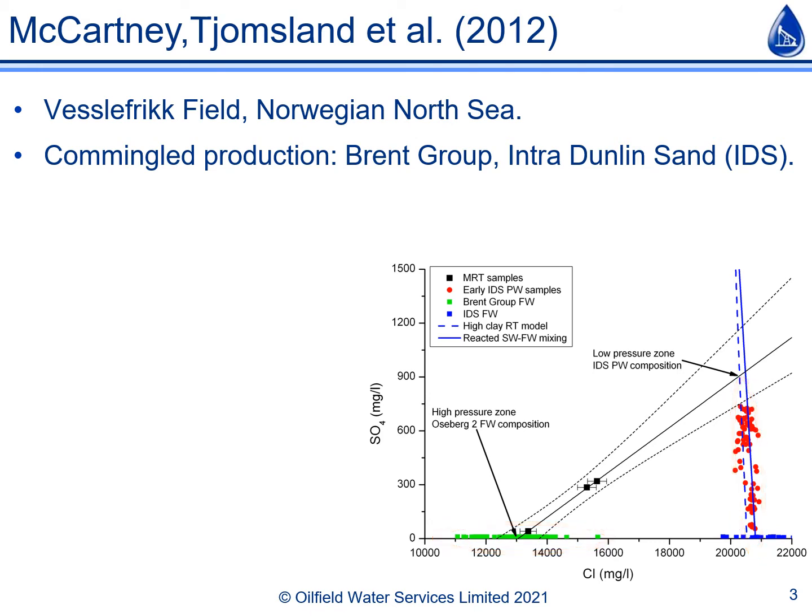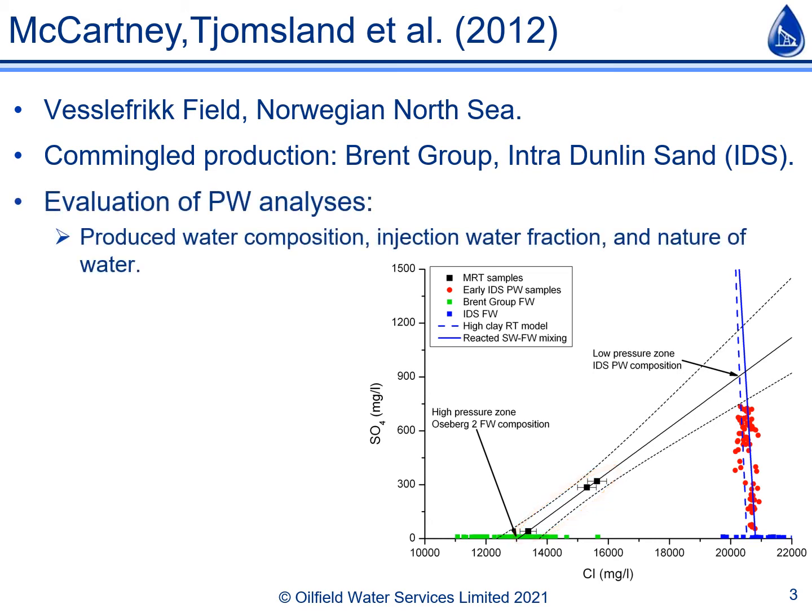Now, at the time of multi-rate testing, both the IDS and the Oseberg II formation were producing water. During testing of this well, 3 samples were collected, one at each of the 3 different choke settings and flow rates. The compositions of these samples are the black symbols. These samples are mixtures of water produced from the IDS and the Oseberg II formation.